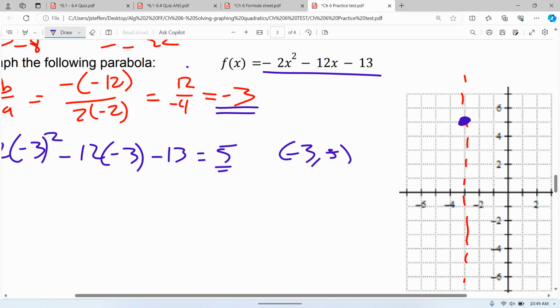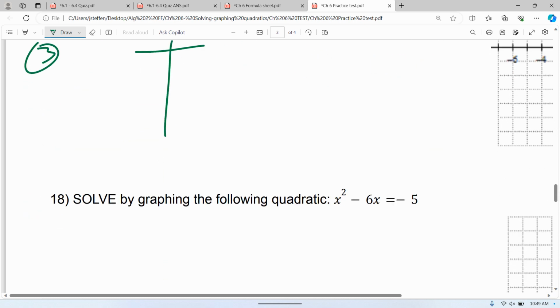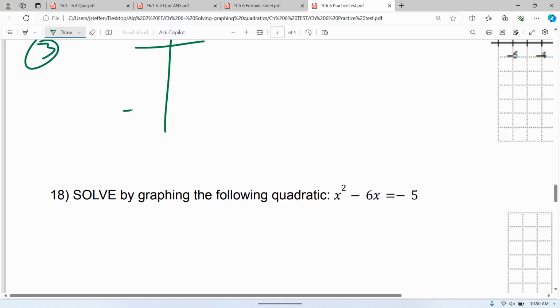Then is making our table. So on our table, the middle number is the vertex, negative 3, 5. I want the two numbers that are right below negative 3, so it's negative 4, negative 5, and the two numbers that are right above, so negative 2, negative 1. If you have those flip-flopped, that's fine as well. And then all we do is put these numbers into your original equation. Scroll up so I can see.